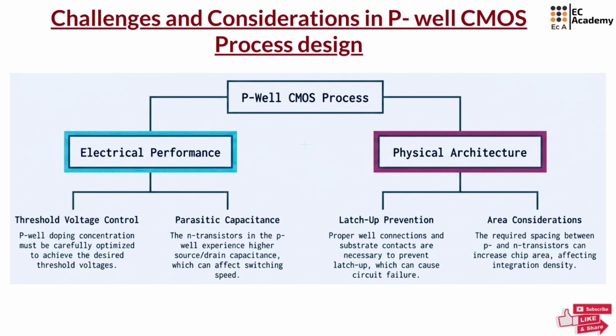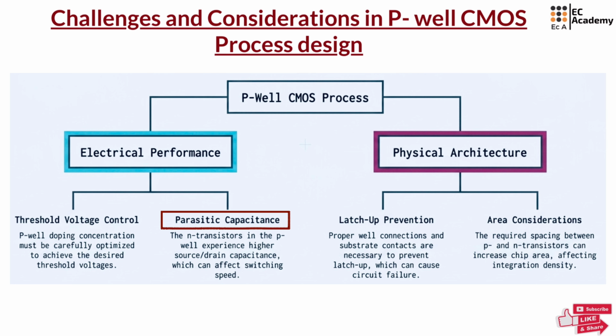In the P-Well process, to get this perfect push, we mix some chemical impurity into the P-Well area. This mixing is called doping. The challenge here is that we must carefully optimize or adjust this P-Well doping concentration to achieve the exact desired threshold voltage. If the doping is a little bit more or a little bit less, our switch will not work at the right time and it will create problems. So setting the threshold voltage is very important, by using proper doping concentration.